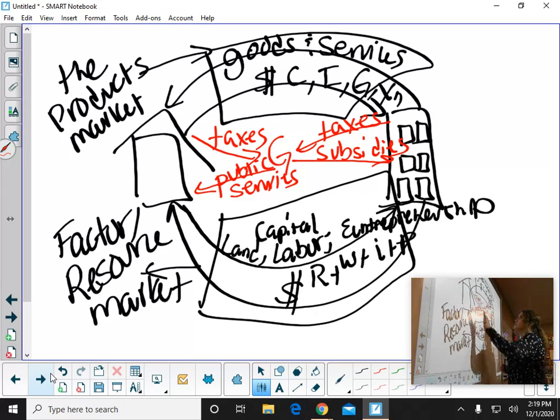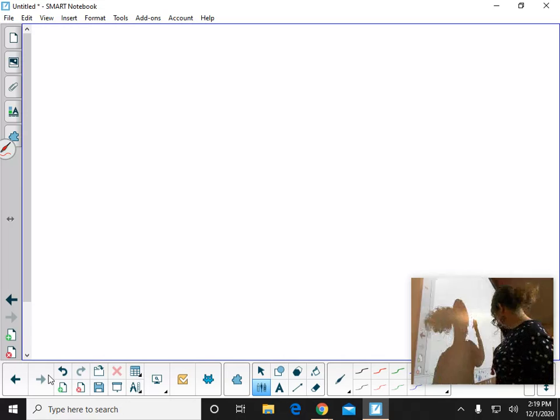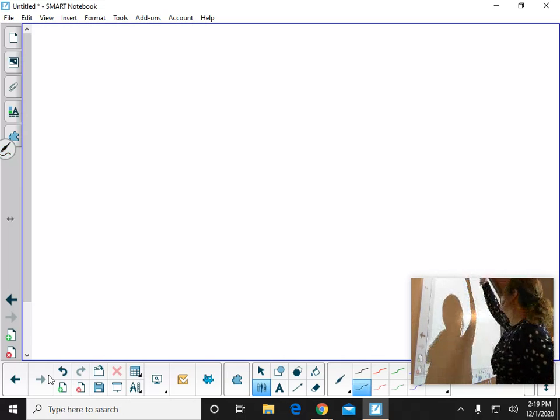The money that we spend is the money that we make, and the money that businesses make is the money that pays us. It all kind of flows together, but sometimes money gets leaked out. That means it leaves the circular flow model, and sometimes money gets injected in, meaning it comes from an outside source. There are leakages, and there's also injections.